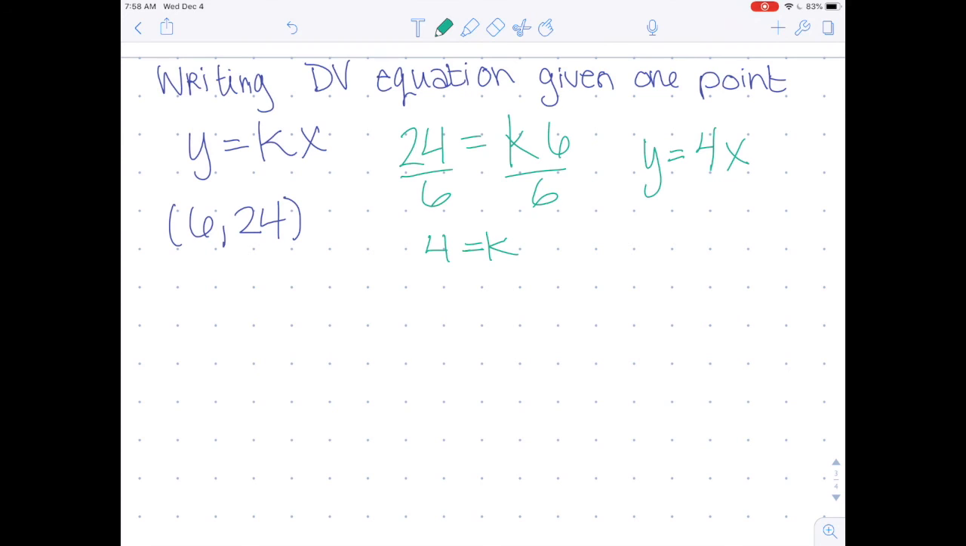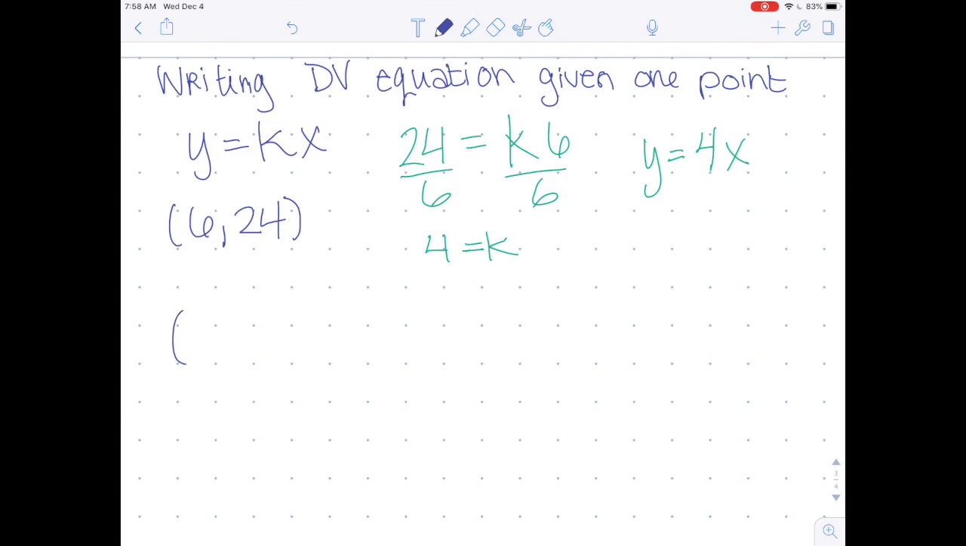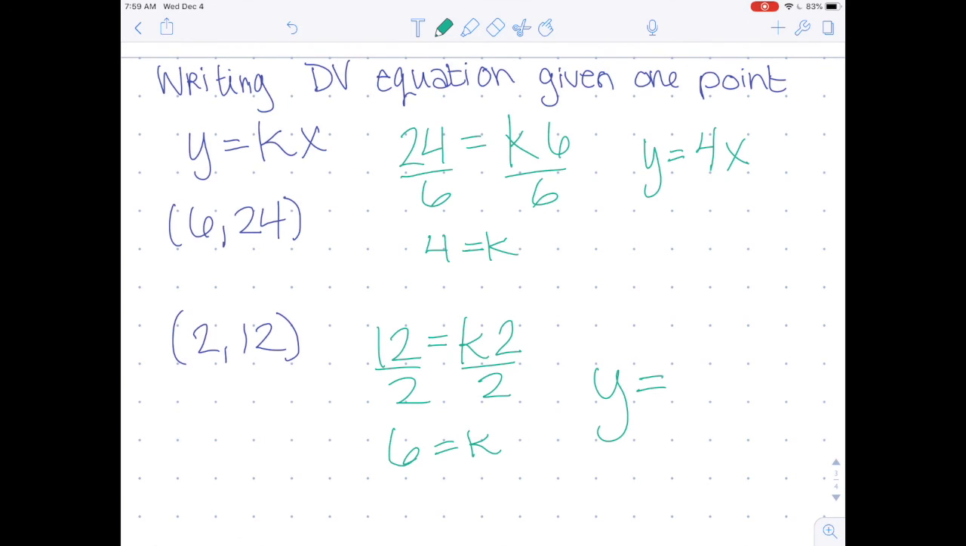Let's try this with one more point. If I have the point (2, 12), y equals kx. So I'm going to plug in 12 for y, so 12 equals k times 2. So I need to divide by 2. 6 equals k. So now my direct variation equation is y equals 6x.